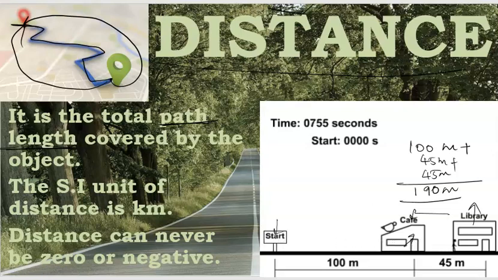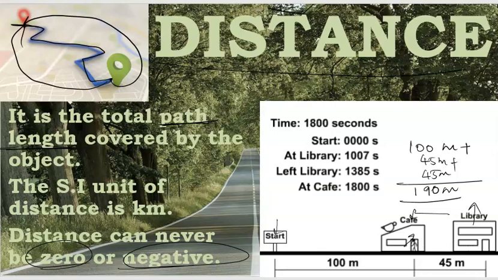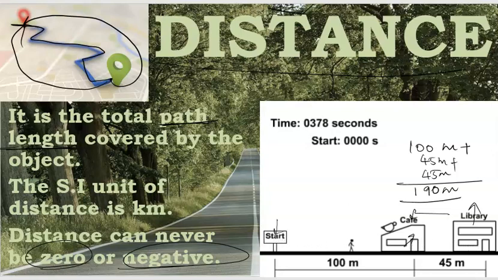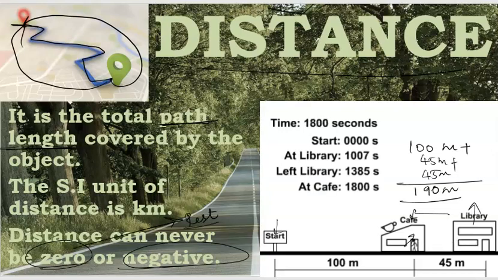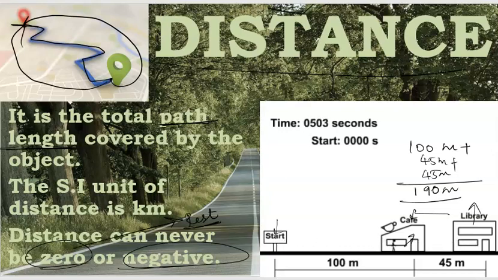And one more important point is that distance can never be 0 or negative. It can only be positive. Because if you say it is 0, then it means that the object is at rest. If an object is at rest, can it cover any distance? No, it cannot cover any distance.